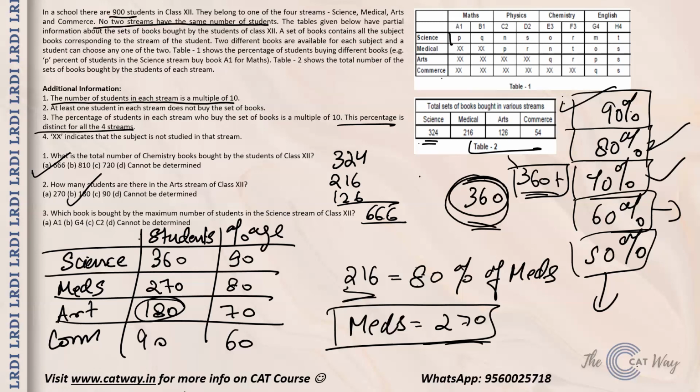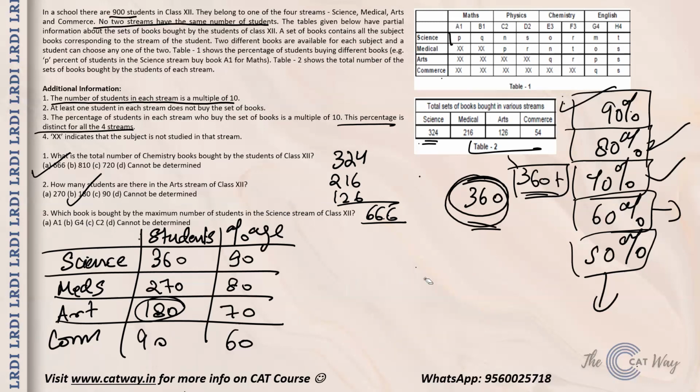Third question needs extra information, extra calculation. So let us do that. First, let's read the question. Which book is bought by the maximum number of students in the science stream?